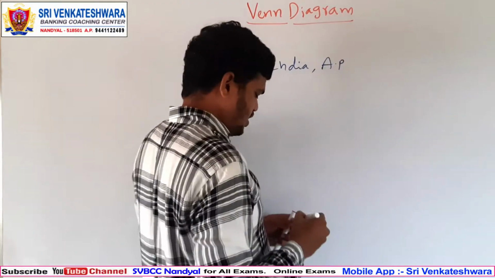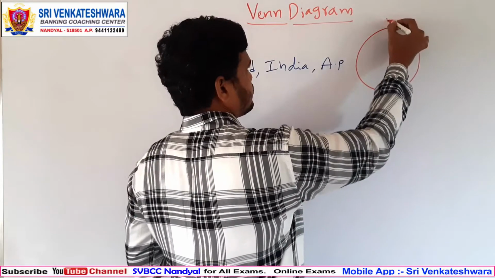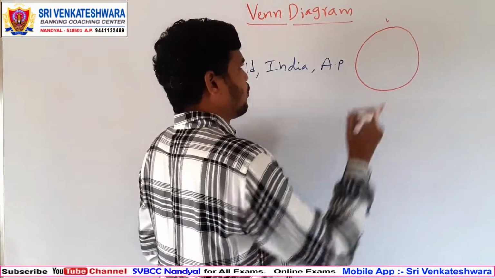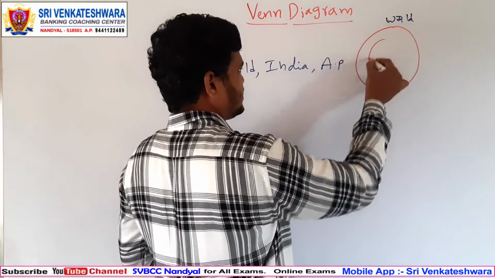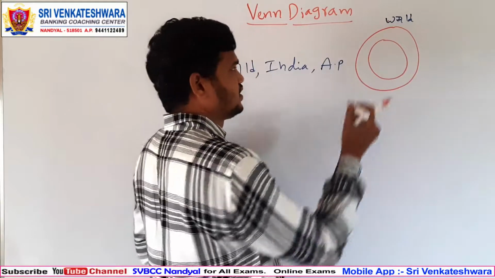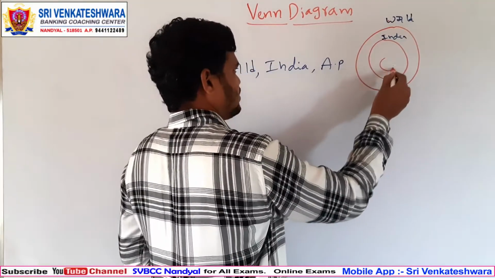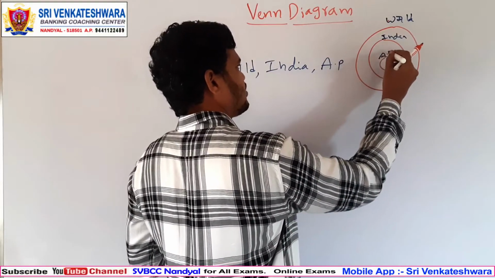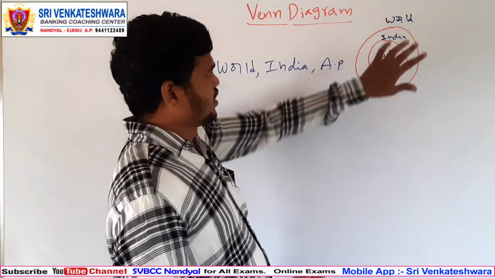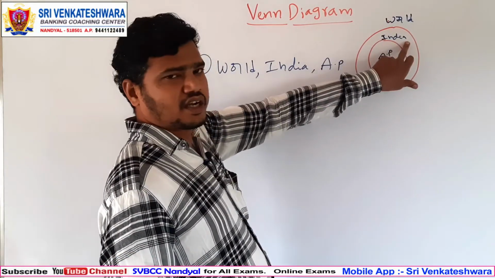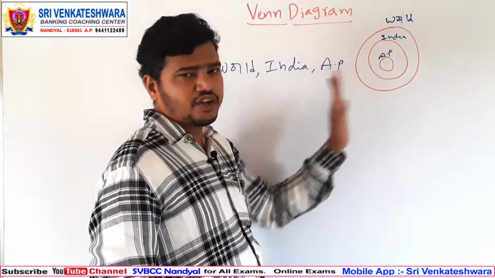See here. This is the world. This is India. Next, this is AP. In the world, India is one of the countries. In India, AP is one of the states. In this manner, you can represent it.